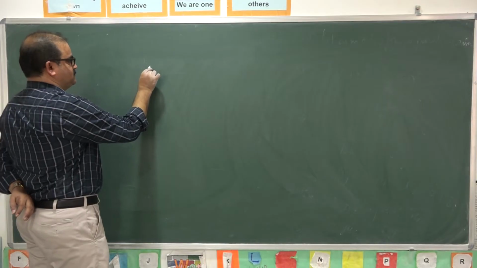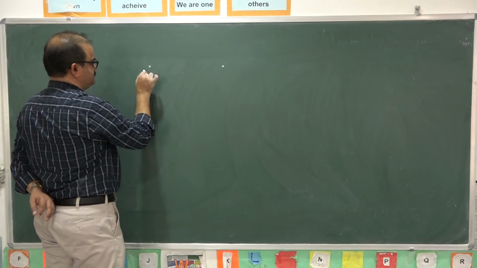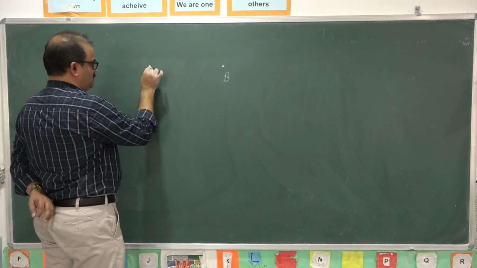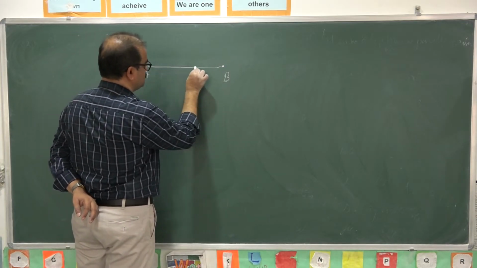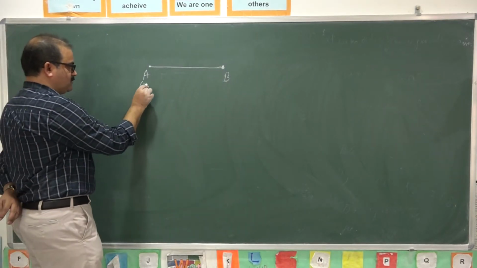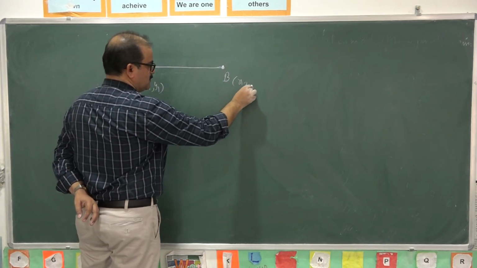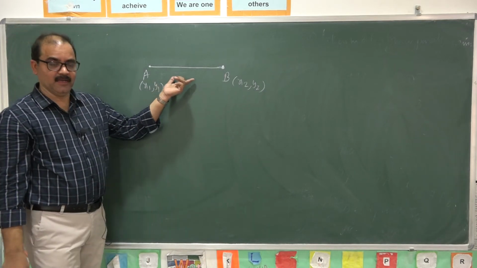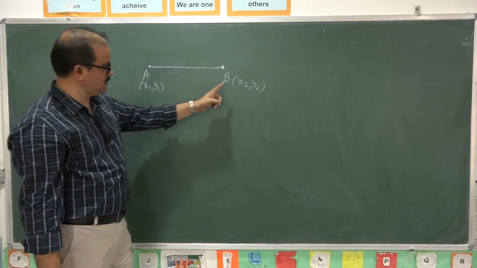Now you take 2 points in a plane, A, B. Join these 2 points A, B. Let A be (x1, y1) and B be (x2, y2). It is the line segment joining 2 points A (x1, y1) and B (x2, y2).